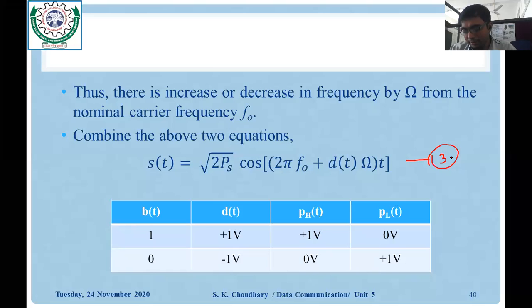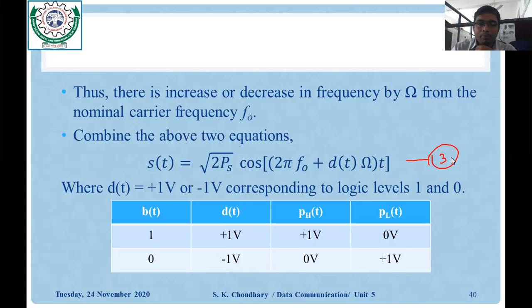So what is d(t) here? d(t) is nothing but a polar signal, representing binary 1 and binary 0. Binary 1 is represented as plus 1 volt and binary 0 is represented as minus 1 volt, corresponding to the logic levels 1 and 0.